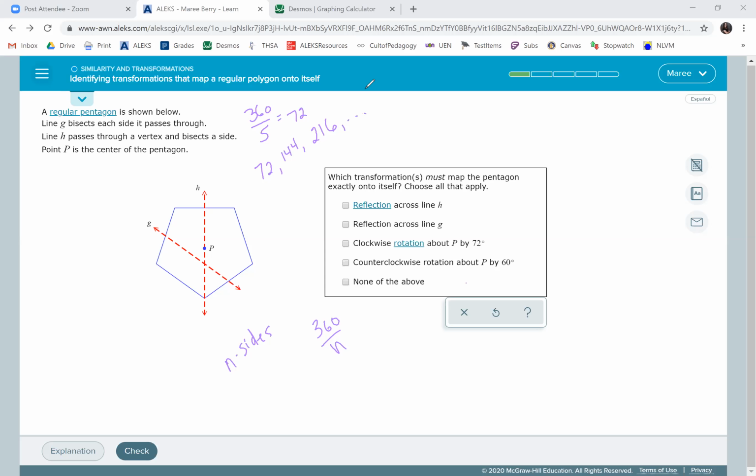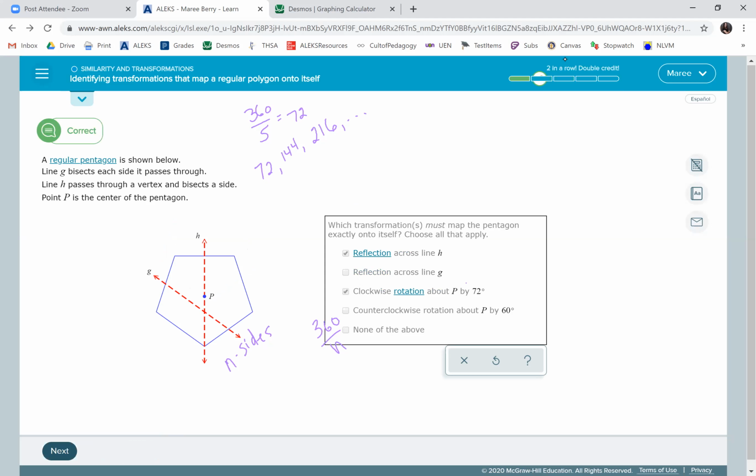And so on. Okay. So let's look at what they're asking. Reflection across line H. Is that a mirror image? Yes, I would pick that one. Reflection across line G. No way. Clockwise, it doesn't matter if it's clockwise or counterclockwise. If it's a rotation of this many degrees, we're going to pick it. 72 is a multiple. 60 is not a multiple of 72, so we're not going to pick that one. And that's that. Let's go to the next one.